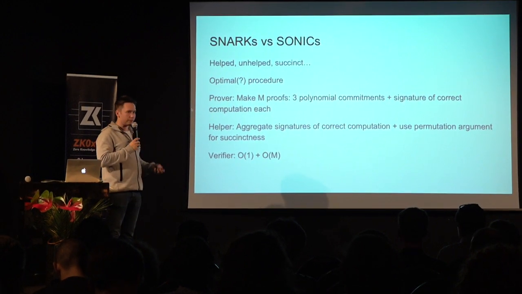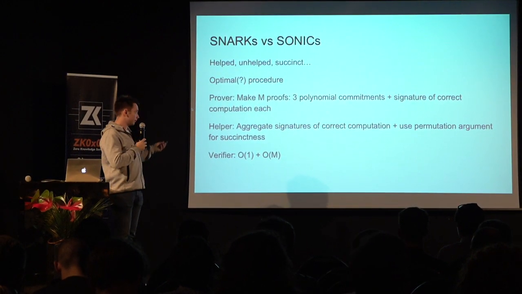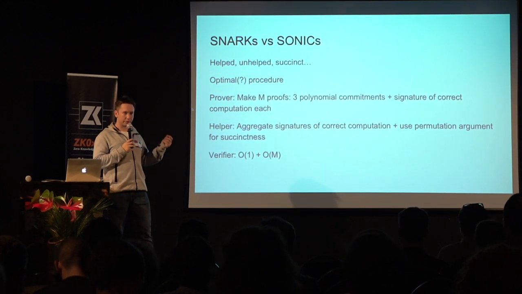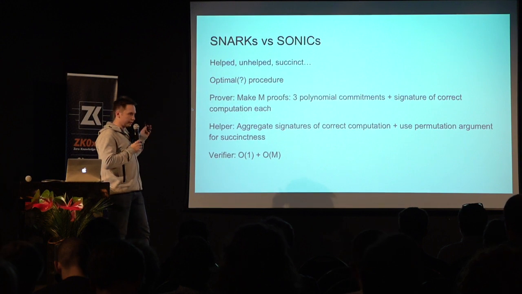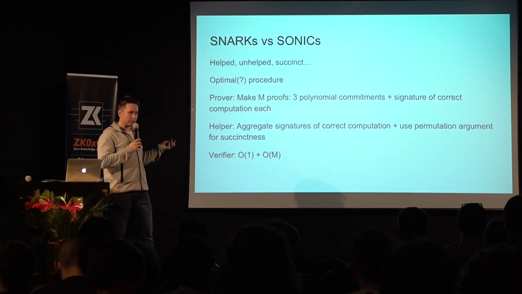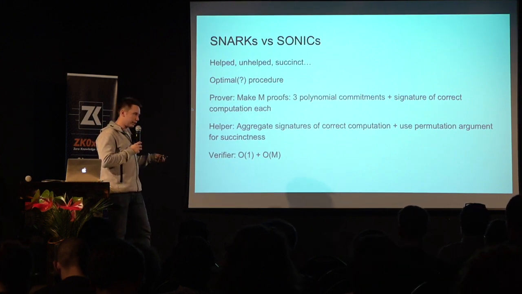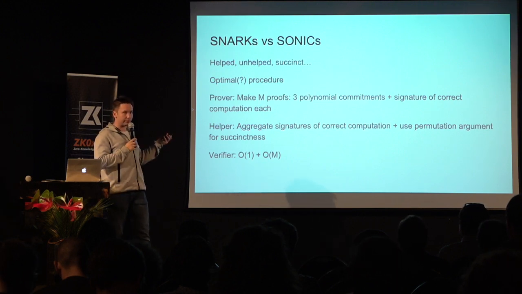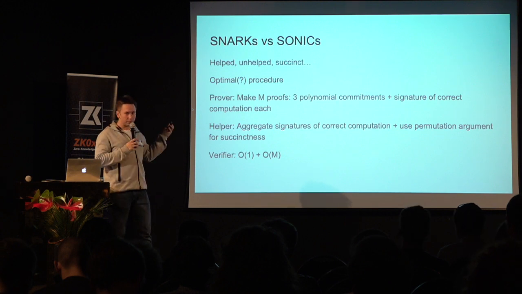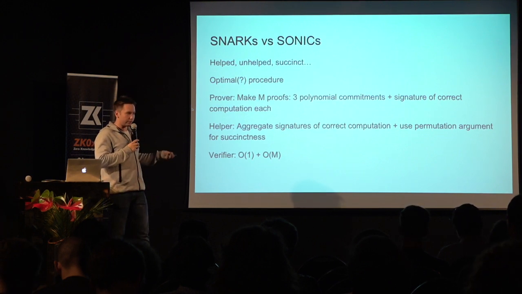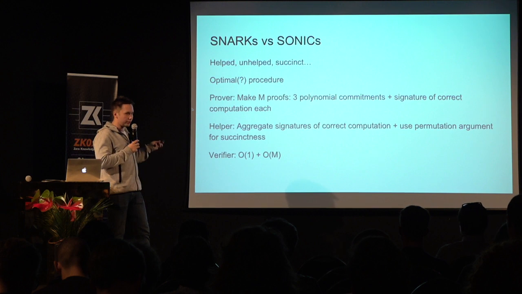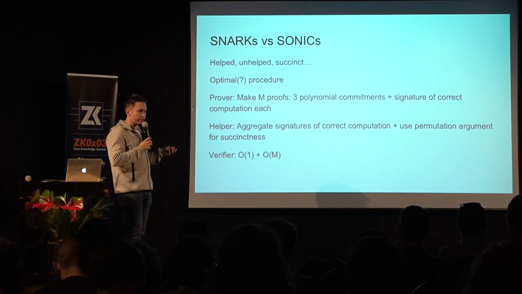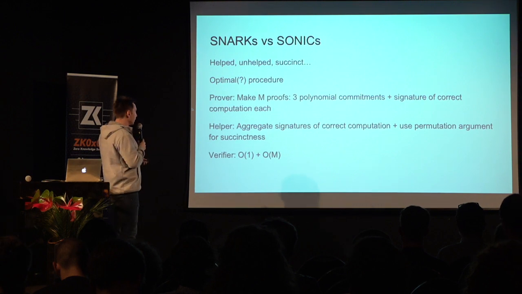So you make M independent proofs over one circuit. You aggregate the signatures of correct computation, and then you transform the signature of correct computation into a succinct form, and you get a verifier whose work is actually still linear in the number of proofs which you need to verify, but now the signature of correct computation is at least succinct. So this one is more or less like a batch verification of SNARKs, the standard Groth16.